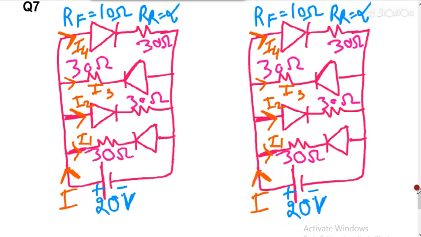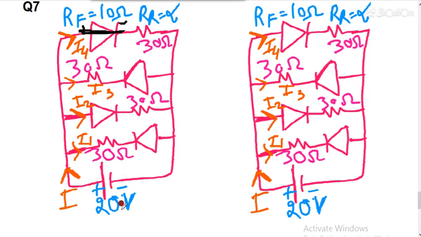The 7th question is on screen. Forward resistance is 10 ohm and reverse resistance is infinity. So here you can see which diode is forward bias and which is reverse bias. You can easily see this is positive, this is negative, so it will be forward bias. This diode will be forward bias.